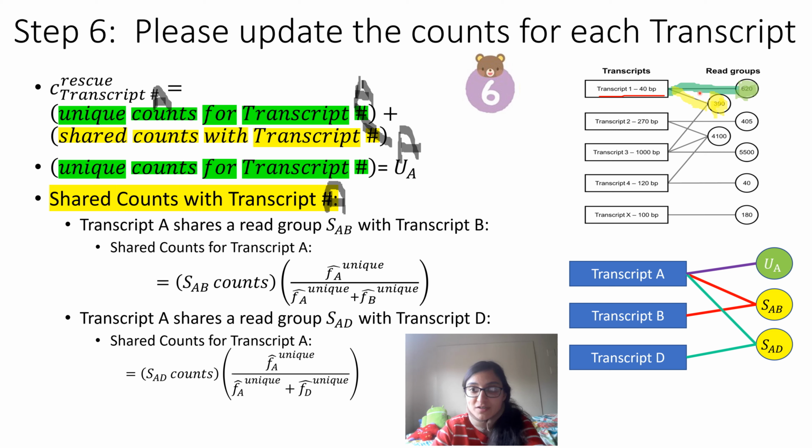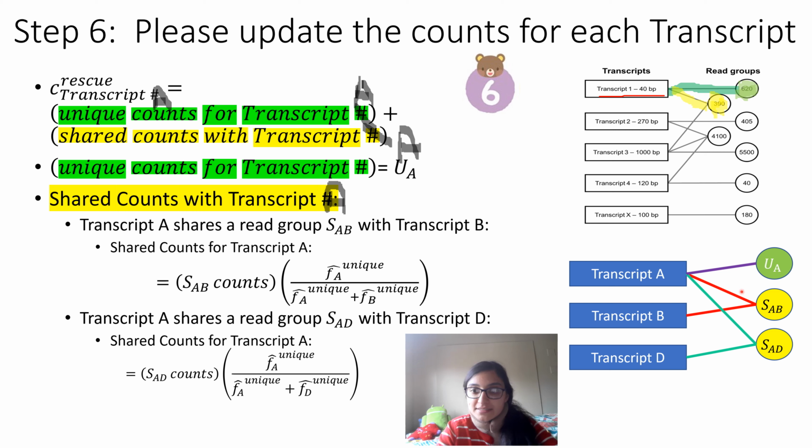So for transcript 1, we saw its unique count is 620. And then it has shared counts here, 390, which it happens to be sharing with transcript 3. Similarly, in this toy example, we have transcript A, and transcript A has its unique count of UA. For instance, it could be 620 for transcript 1.